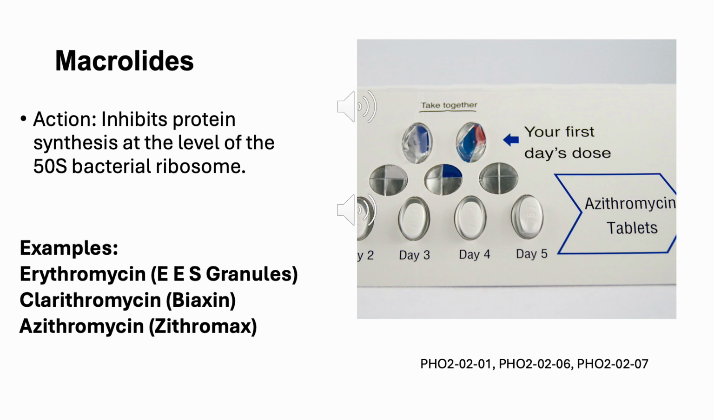Macrolides. The action is that it inhibits protein synthesis at the level of the 50S bacterial ribosome. Examples of this drug classification are erythromycin, also known as EES granules, clarithromycin, known as Biaxin, and azithromycin, known as Zithromax, or also known as Z-Pak. This classification of drugs treats gram-positive and gram-negative bacteria.